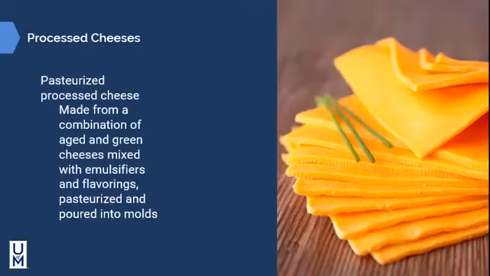Processed cheeses. There are several different kinds of processed cheeses. We're familiar with the most common form, American cheese, which we'll talk about in a moment. But there are grades of processing which will give you different textures of cheese. Pasteurized processed cheese is made from a combination of aged and green cheeses, or unaged cheeses, mixed with emulsifiers and flavorings, pasteurized and poured into molds.